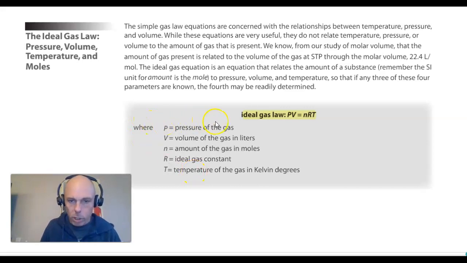So again, the unit for pressure can vary, but it has to be the same as the unit for pressure in R. Volume is always in liters. Moles are moles. The ideal gas law constant, again, can vary. We'll talk about that in a moment. And temperature is always in Kelvin.